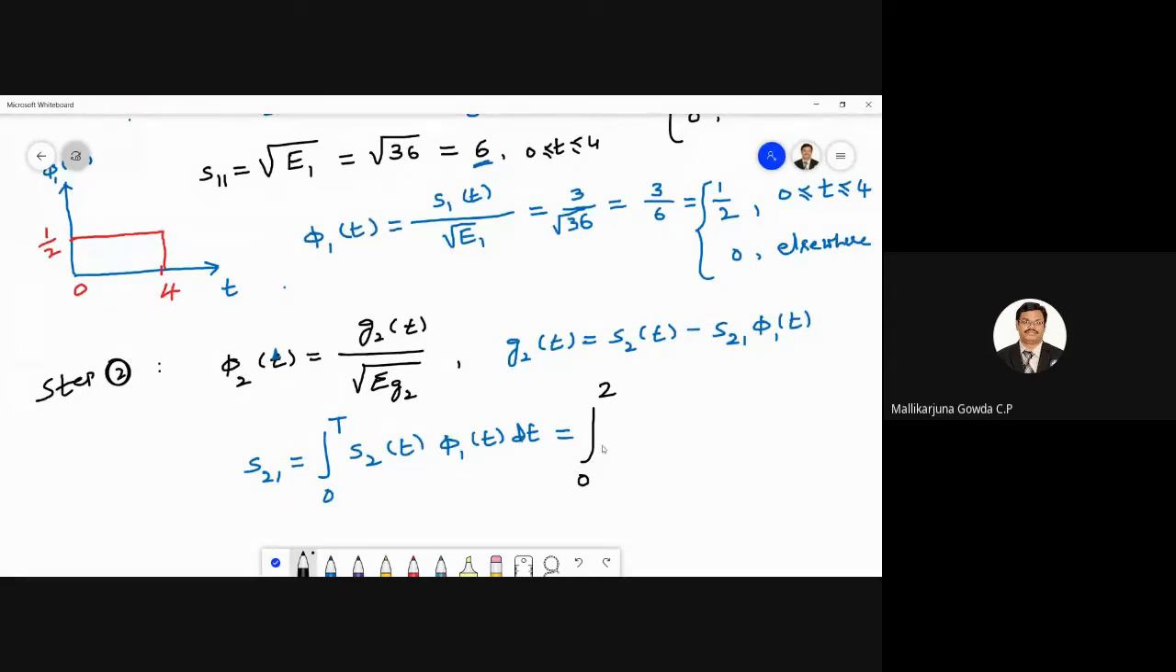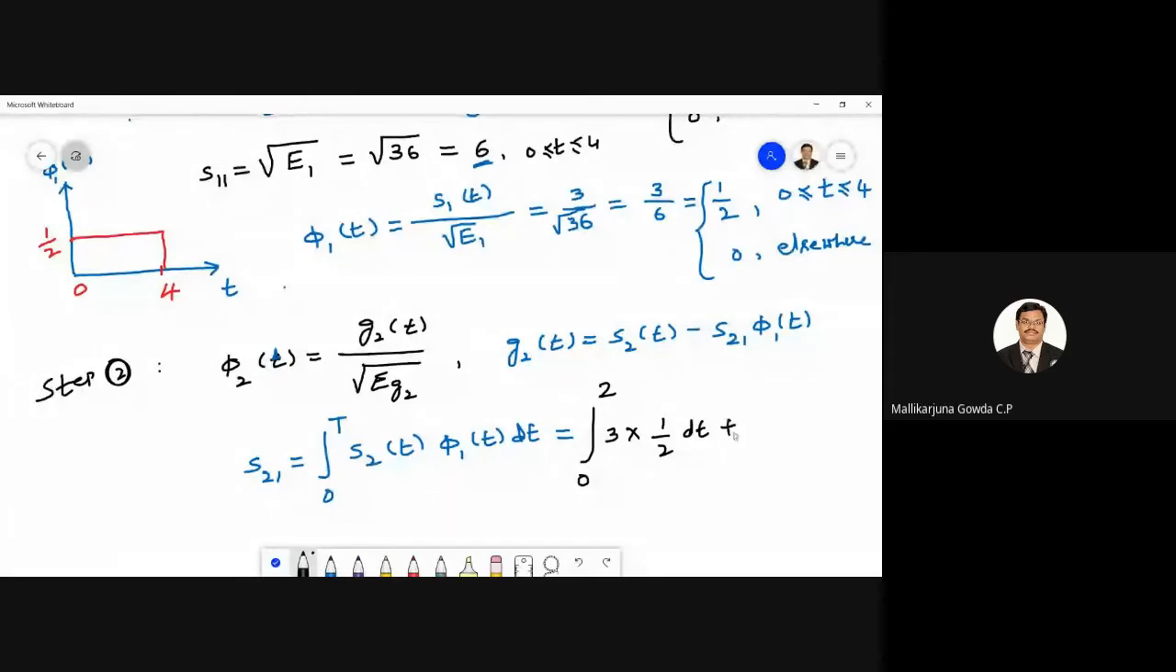3. Yeah, its value is 3 into pi 1 of t. What is the value of pi 1 of t? I said it is 1 by 2, right? Into dt. Of course, next S2 of t is 0, but pi 1 of t will be there, since pi 1 of t exists till up to 4, right? So even if I write those limits, their product will be 0. Just for understanding, I'm writing.